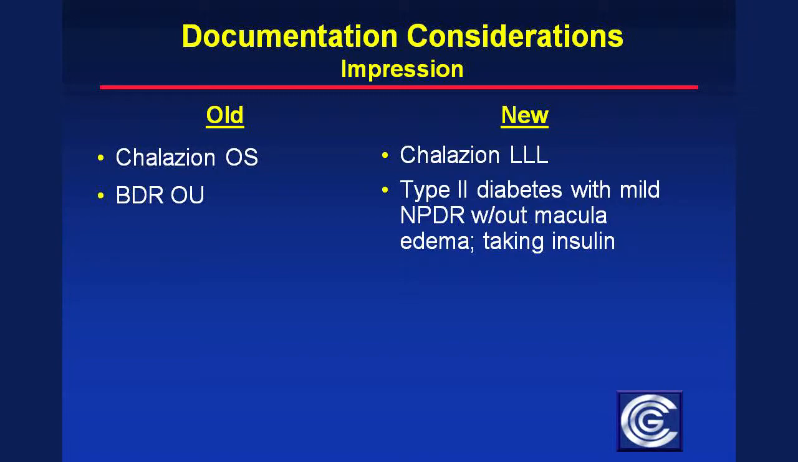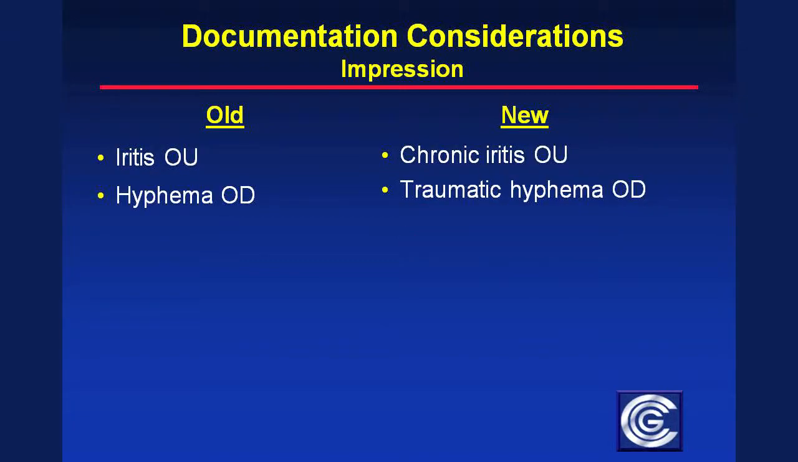BDR-OU is weak. Type 2 diabetes with mild NPDR without macular edema taking insulin is better. Iritis OU is weak. Chronic iritis OU is better. Hyphema, right eye is weak. Traumatic hyphema, right eye, is better.